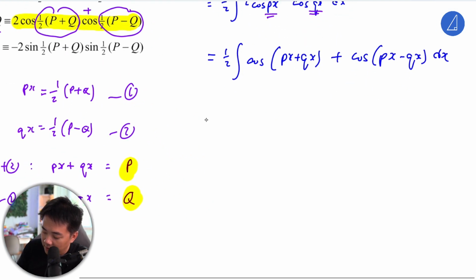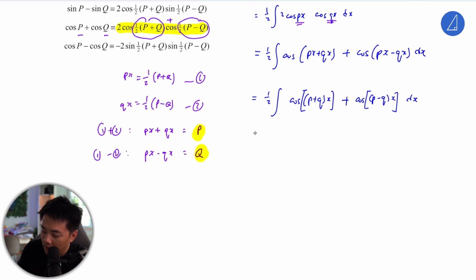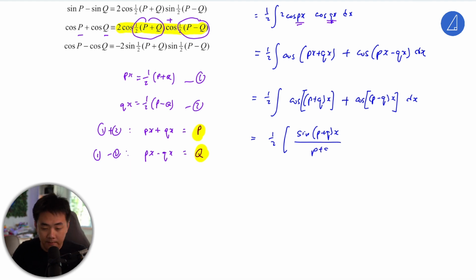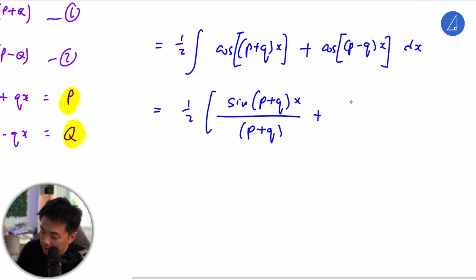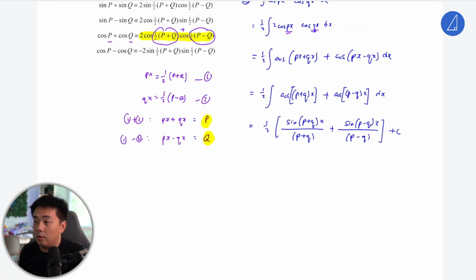So the rest is just factorization and trying to integrate it. So cosine of p plus q x, plus cosine of p minus q x, dx. Integrating this is pretty okay. This is just half, and this will give you sine of p plus q x. Remember to divide by the coefficient of x, so it's p plus q. Then for the subsequent, similarly you get sine of p minus q x over p minus q. Okay, so this is the integral here. Great, so the first part is done.